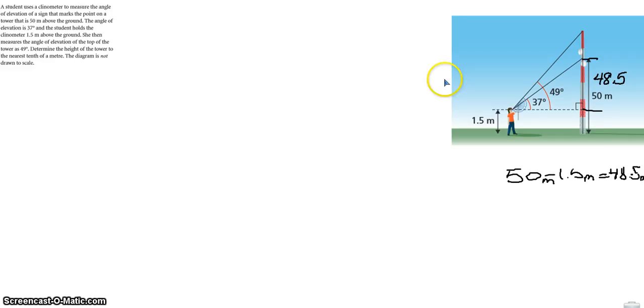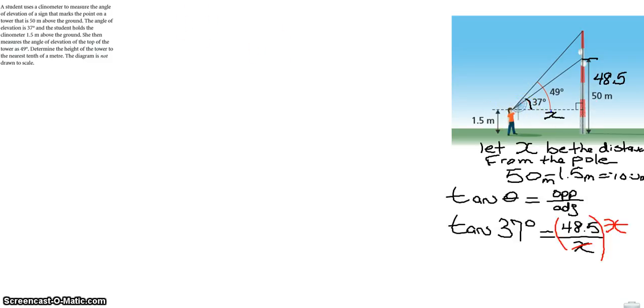The first thing we want to do is calculate the side of this triangle here, because the side isn't all the way to the bottom. So we have to go 50 meters, subtract the 1.5 for her height, and the side of this triangle is actually 48.5 meters. I'm also going to say let x be the distance from her to the pole.